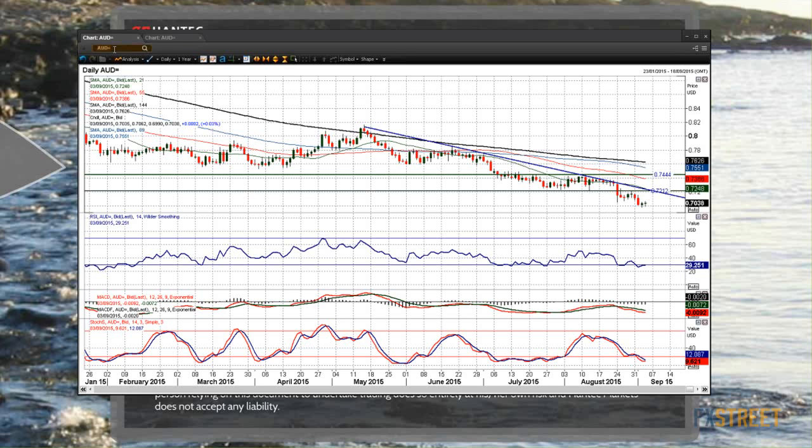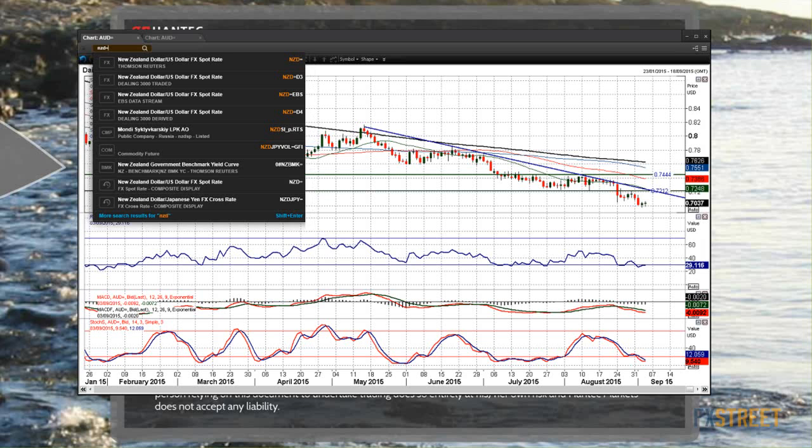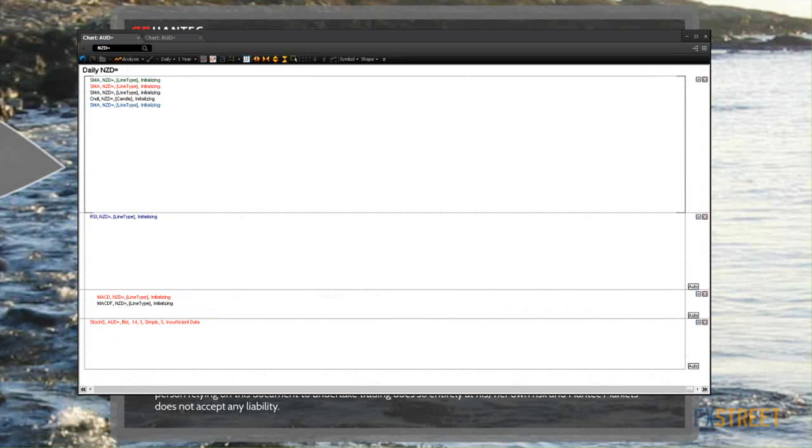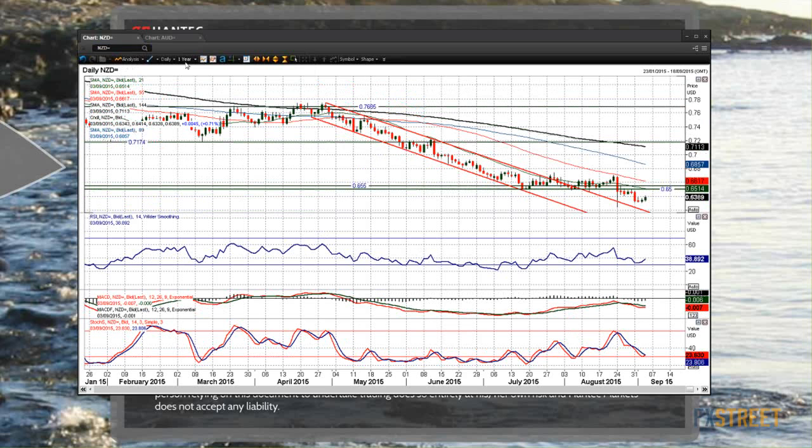Quickly at the Kiwi. Kiwi is generally better than the Aussie.